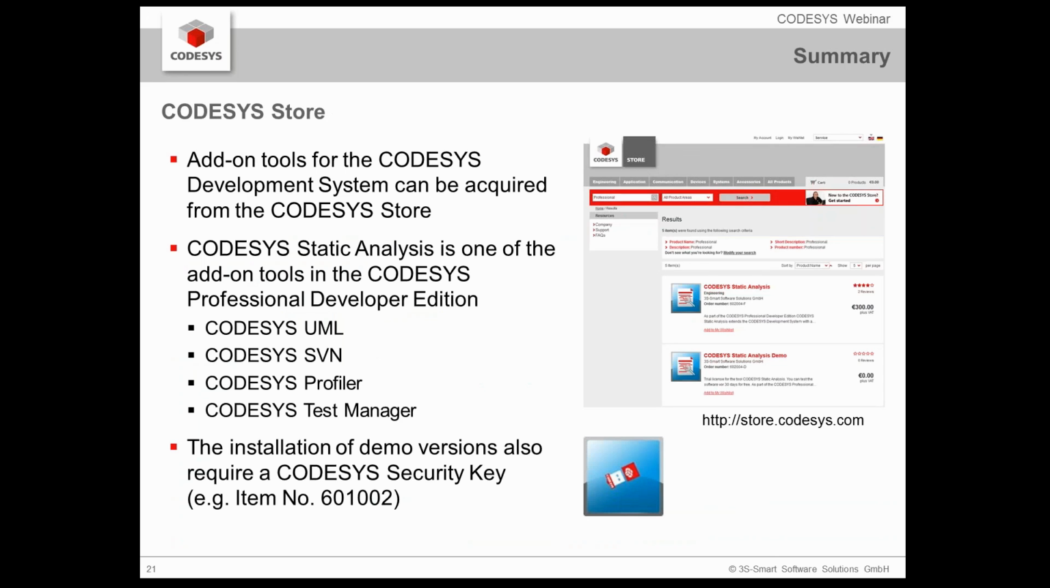So some minor things to the CODESYS store. So to run the static analysis as a full version or as a demo, both of them are available in the store. Beside the other professional developer edition tools, UML, Subversion Connection, the CODESYS Profiler, which was released yesterday. So now we really have it available. So just have a look on the store to see some more about a real runtime analysis in your PLC. So that's a very good tool, I think. So we have there the test manager as well.